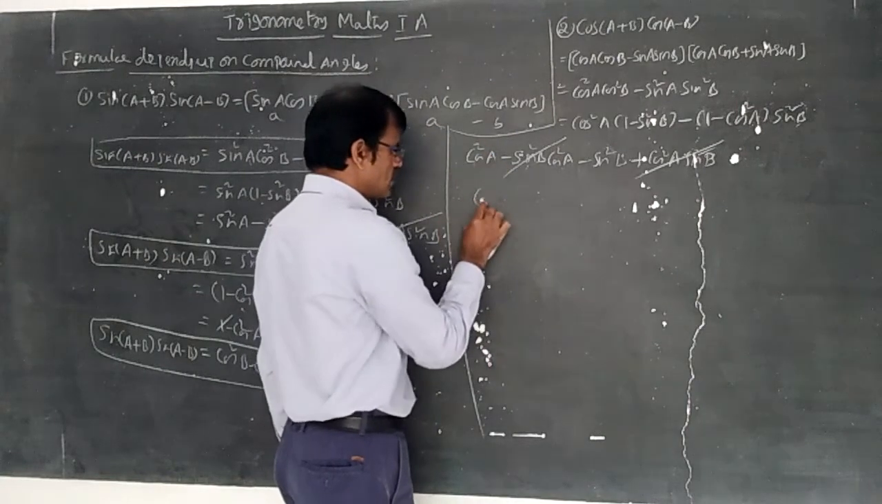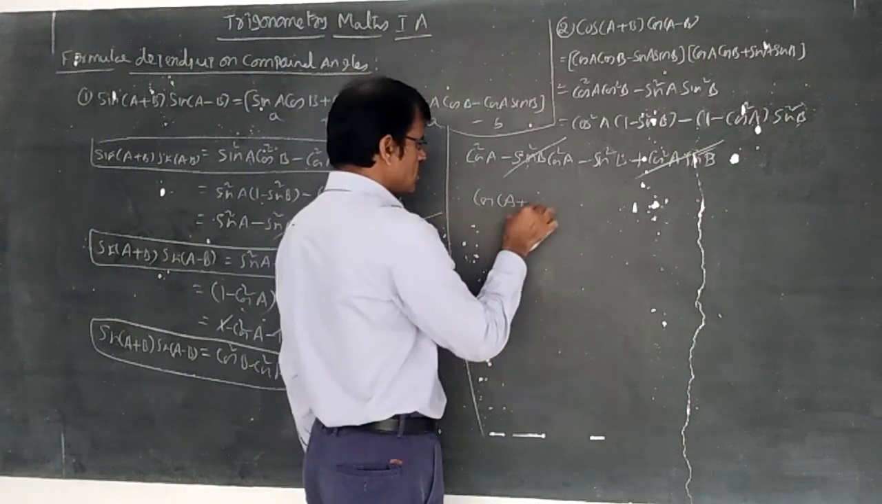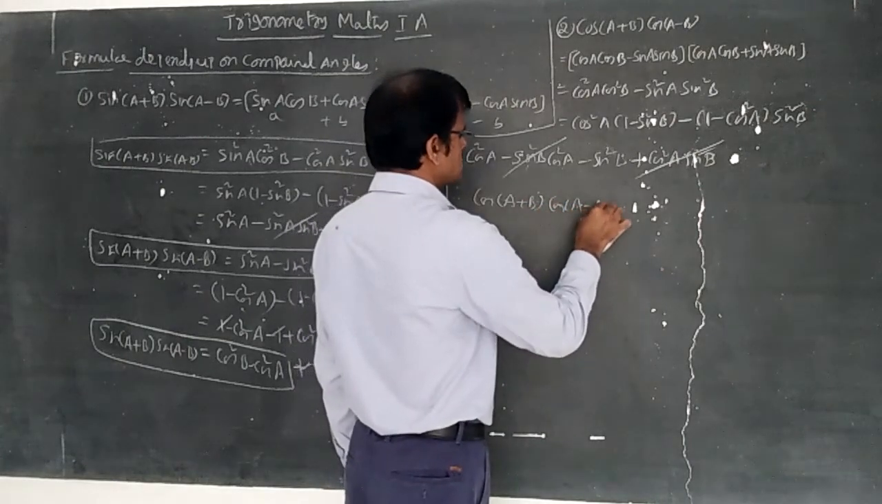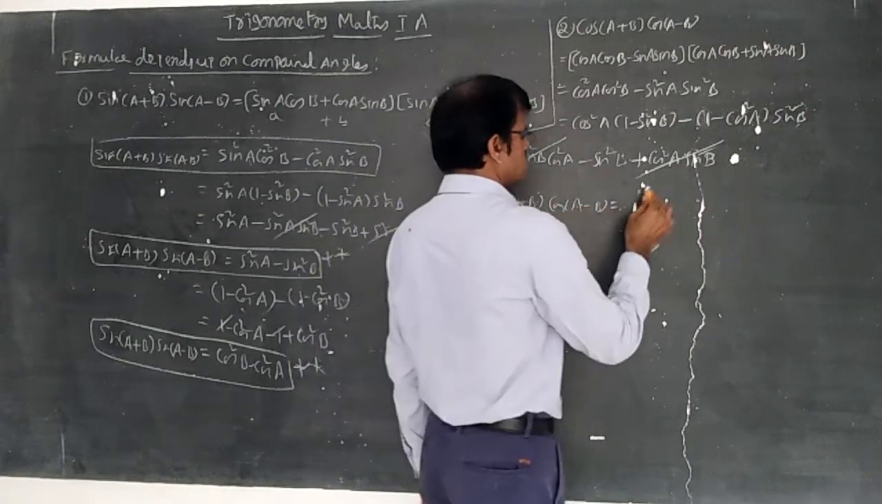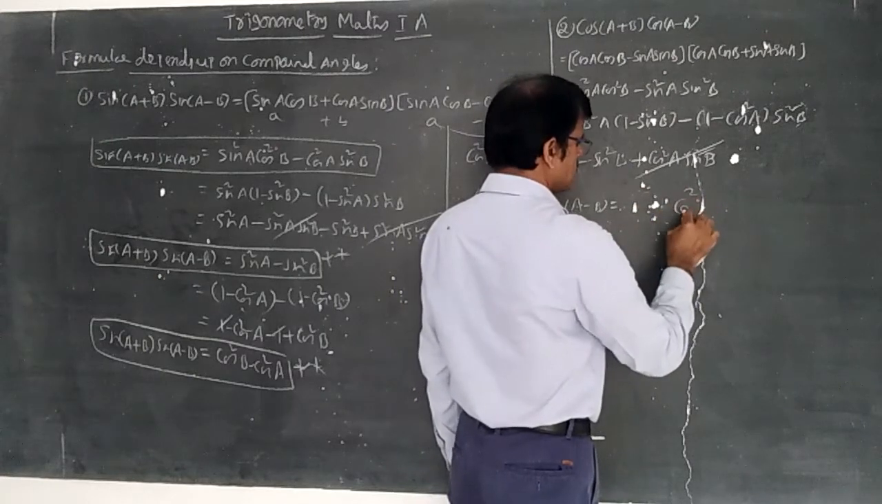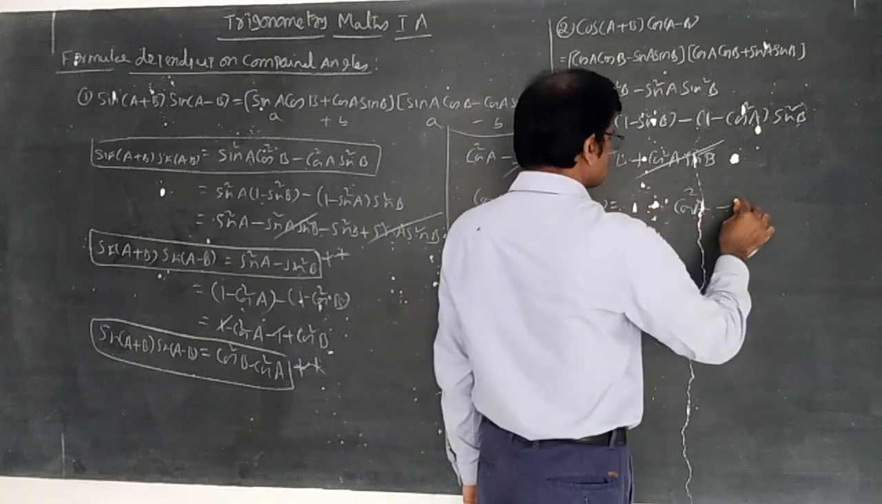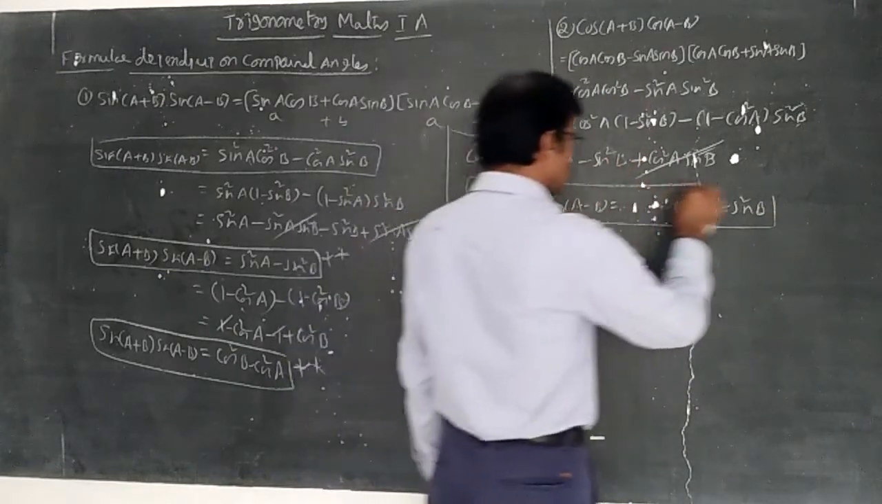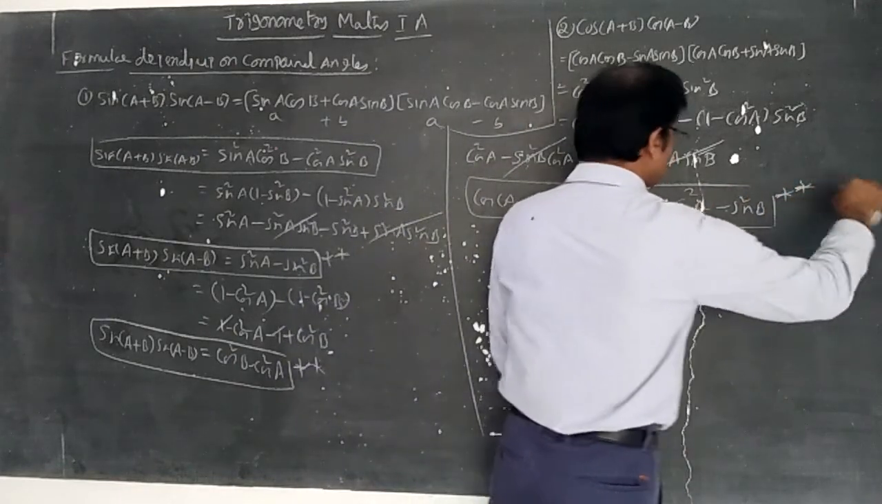Therefore, write the formula cos of A plus B into cos of A minus B is equal to cos square A minus sin square B. This is a formula. Put a star mark here.